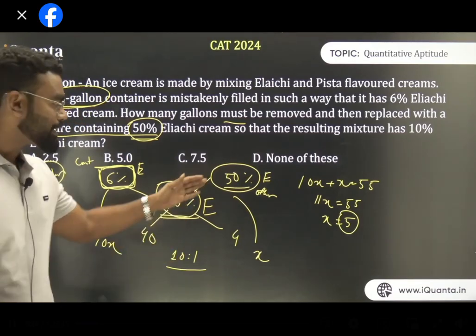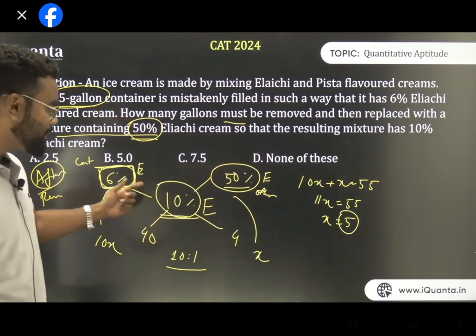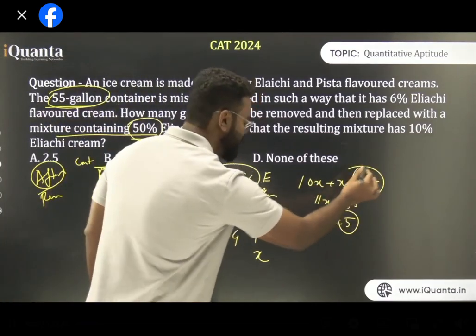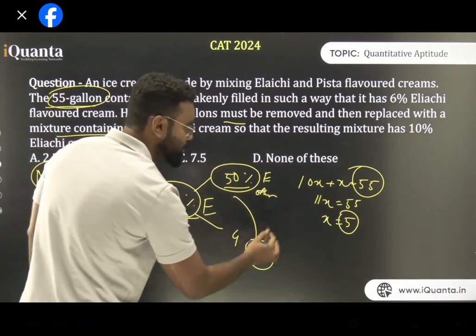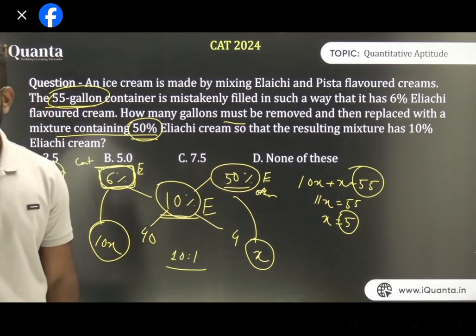Now if this is the average, we can directly subtract 10 from 50, and we get 40, and we subtract 6 from 10, and we get 4. So the ratio is 10:1. But I also know the total volume has to be 55. So if this portion is 10x, this portion is x, so what is the sum? 55. If 11x is 55, so what is x? 5. Is that simple, that possible?